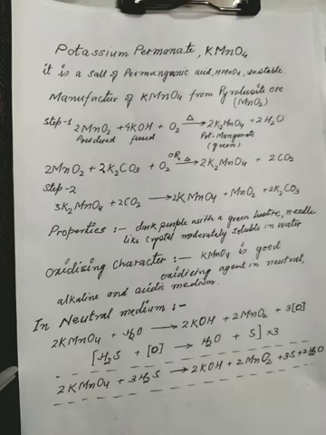KMnO4, potassium permanganate, is manufactured from pyrolusite mineral. From which compound? From which mineral? That is pyrolusite mineral, from which potassium permanganate is manufactured. Now, how is it manufactured? There are two steps by which potassium permanganate is manufactured from pyrolusite ore.